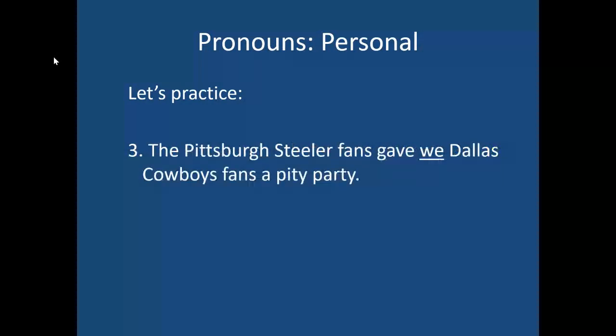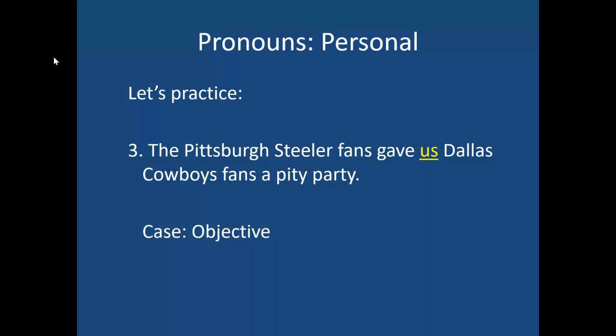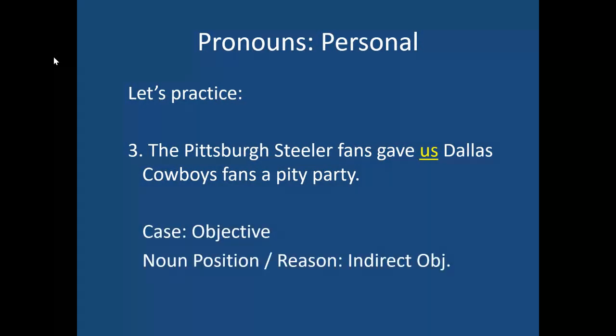The third one, the Pittsburgh Steelers fans gave we Dallas Cowboy fans a pity party. Well, we should use the word us. They gave us Dallas Cowboy fans a pity party. You're thinking, why? Well, it's an objective case pronoun. And you're like, what object is it? It's the indirect object. You're giving a pity party, the direct object, to us, or us Cowboy fans. And that becomes your indirect object. And that's why we get to use the word us.